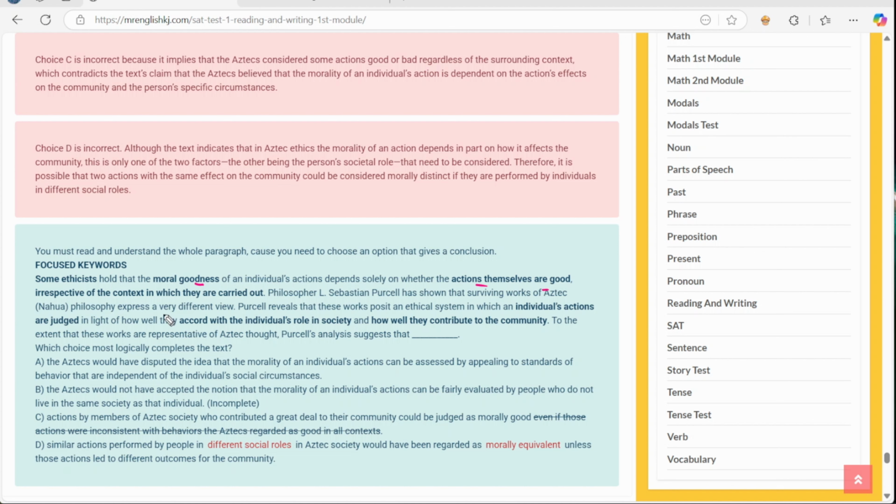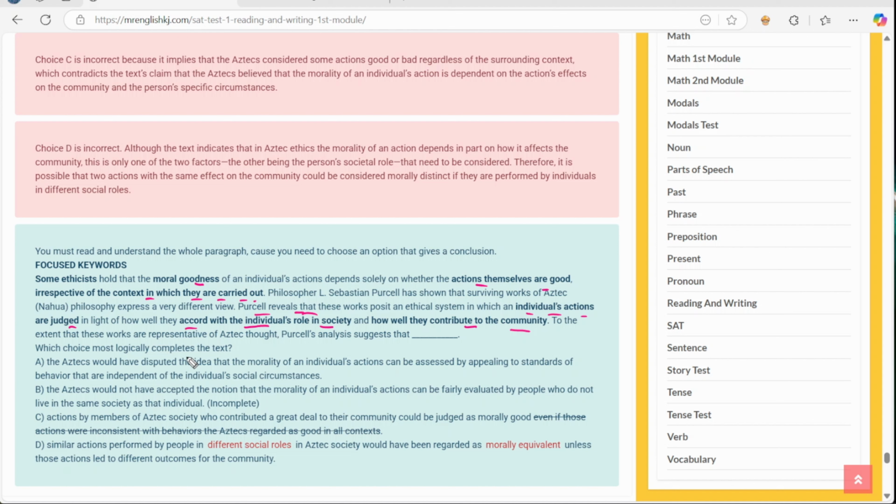Actions themselves are good, irrespective of the context in which they are carried out. So they don't care about how you did it, they just care about the result. Individuals' actions are judged according to the individual's role in society, meaning what is your role, what is your status in society, and how well you contribute to the community. So if they are an important person, they contribute a lot to society, they will be judged differently compared to a person who does not.